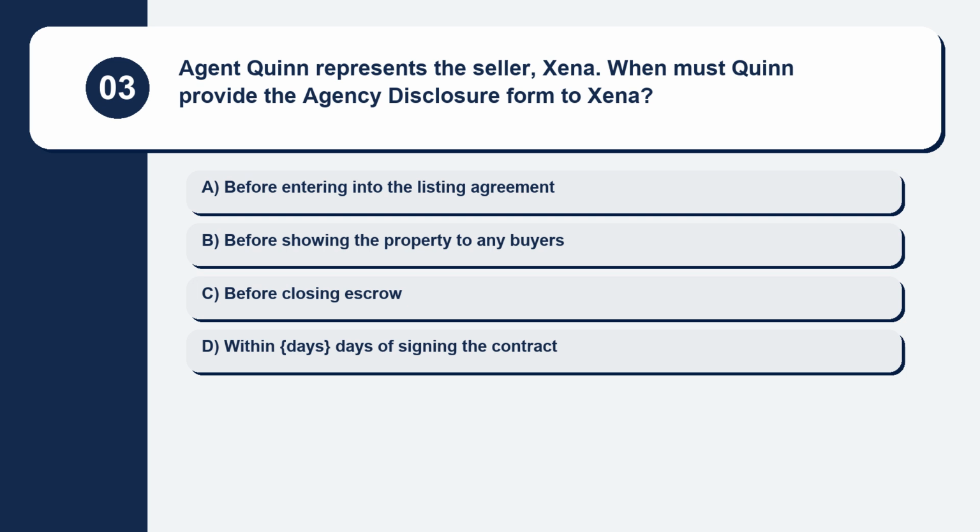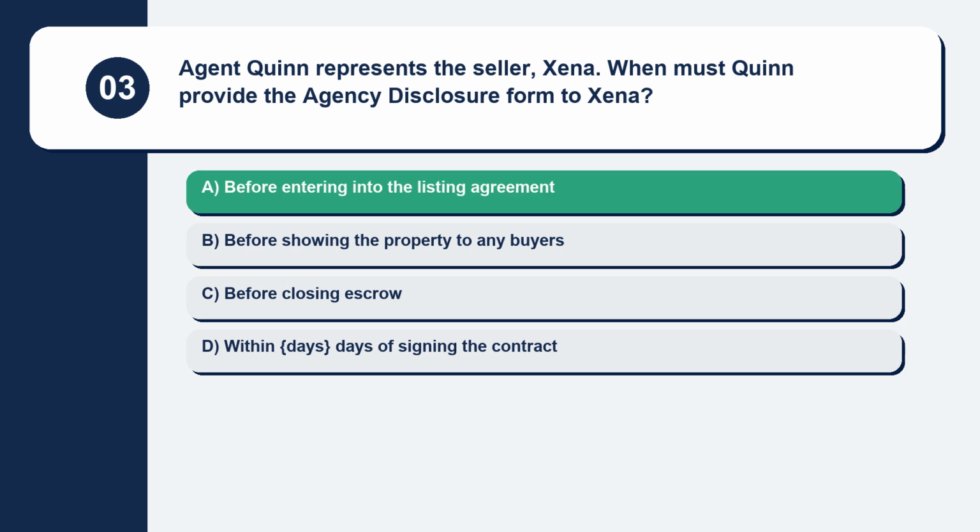Question 3. Agent Quinn represents the seller, Zena. When must Quinn provide the agency disclosure form to Zena? Here are your options. Option A, before entering into the listing agreement. Option B, before showing the property to any buyers. Option C, before closing escrow. Option D, within days of signing the contract. The correct answer is option A, before entering into the listing agreement.